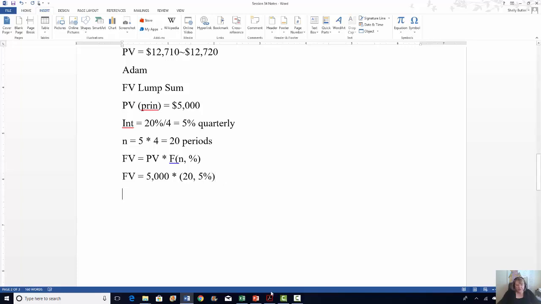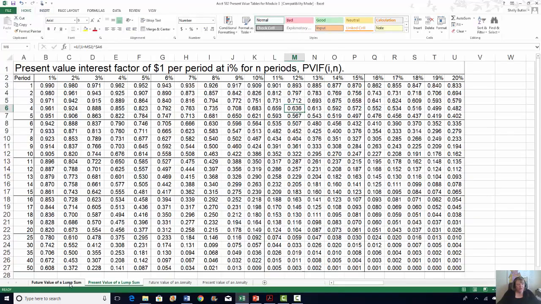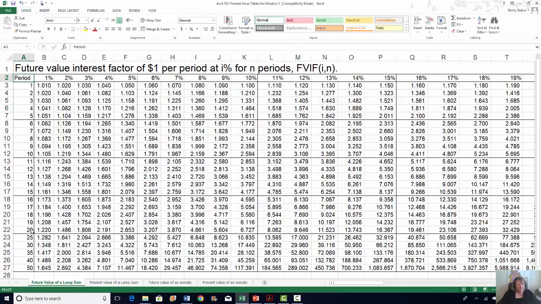So now we need to go back to the chart. Let's do this first though. 5,000 multiplied by, we need to do future value of a lump sum, and it is 20 periods, 5%. So future value of a lump sum, 20 periods at 5%. 5%, 20 periods, 2.653.